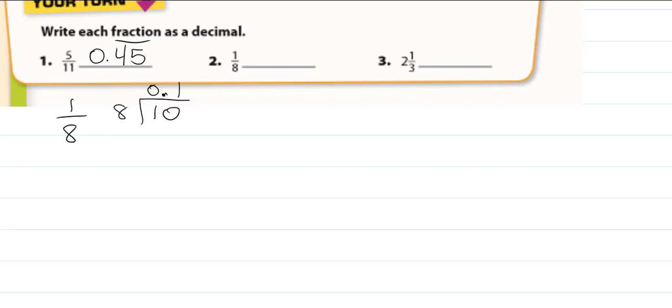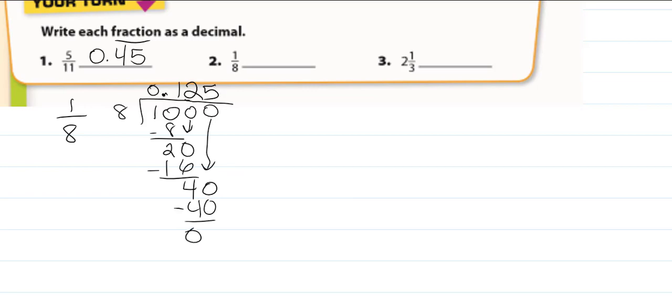8 from 10, I can take 1 time, subtract, and I get 2. Add a 0, 20. 8 out of 20, that's 2. 2 times 8 is 16. Subtract with a difference of 4. You can add another 0 here. 40. 8 times 5 will give me 40, and I subtract, and that is 0. Okay? So because this ends in 0, this is a terminating decimal, and 1/8 is equal to 0.125.